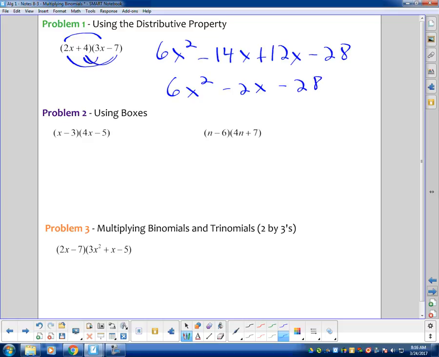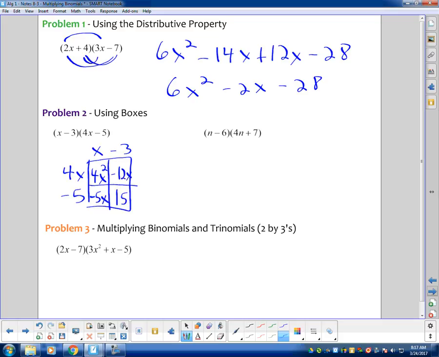All right, let's go ahead and do the boxes here. If you want to draw your own box, label one side x minus 3. Doesn't matter if you put the x minus 3 on the top or along the side. Same thing with the 4x minus 5, it can go either place. 4x times x is 4x squared. 4x times negative 3 is negative 12x. X times negative 5 is negative 5x. And negative 5 times negative 3 is 15.